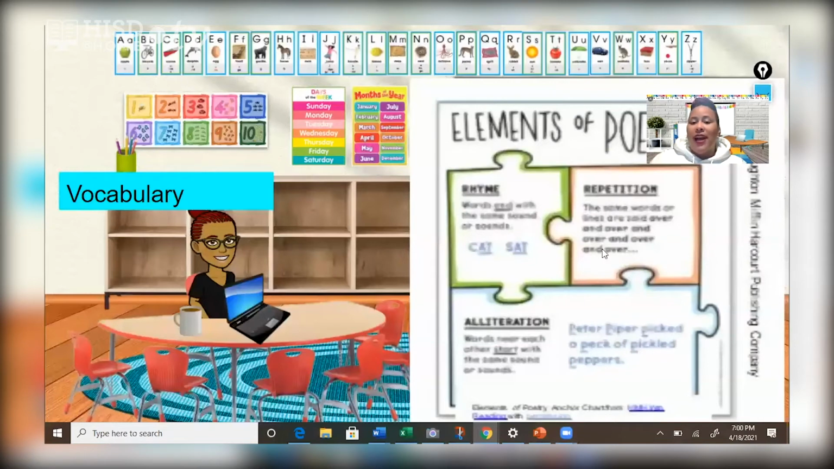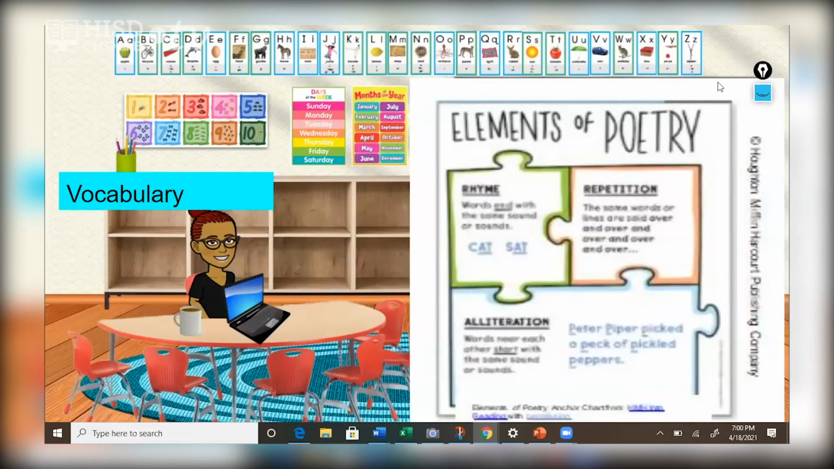Today, boys and girls, I told you that we would be reviewing poetry. In reviewing poetry, we are looking at what the different parts of poetry are. When we are looking at poetry, we're looking at rhyme, repetition, alliteration, and rhythm. Let's take a closer look at those different elements of poetry.